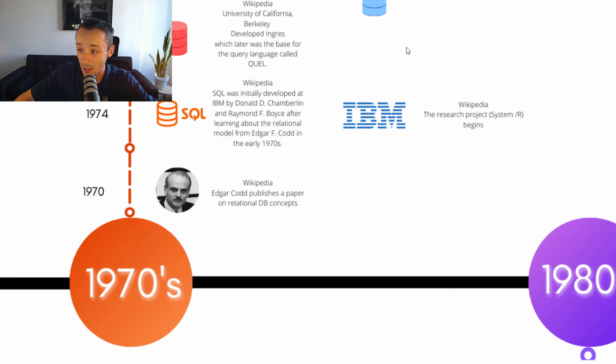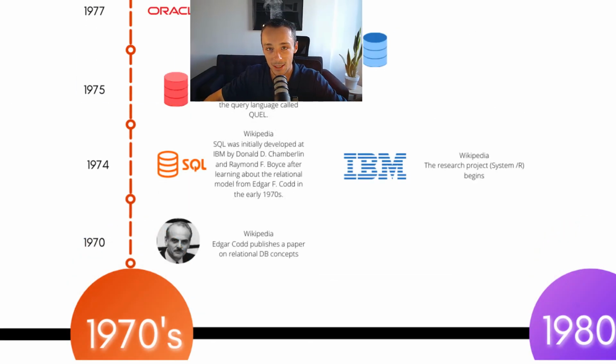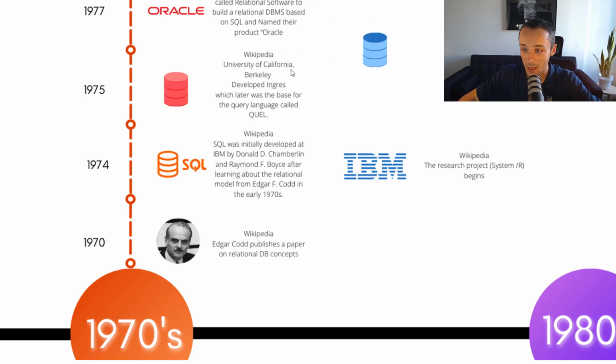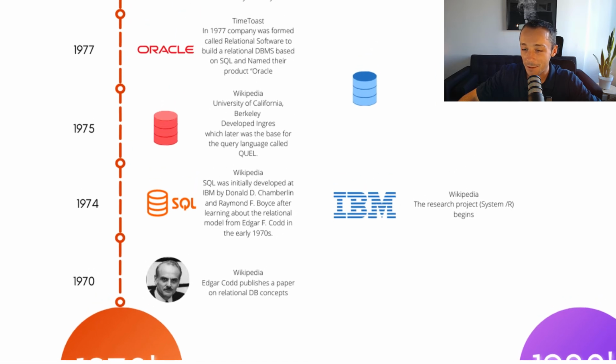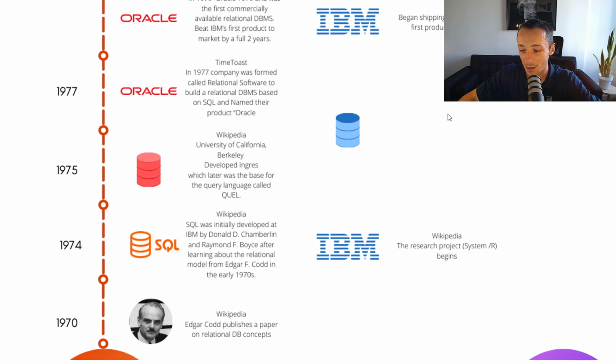In the meantime, simultaneously, we can see IBM starting to develop their own DBMS project called System R. We'll find out about that later. And in 1975, the University of California, Berkeley, developed Ingres, which is another DBMS, and had the base language called QUEL.